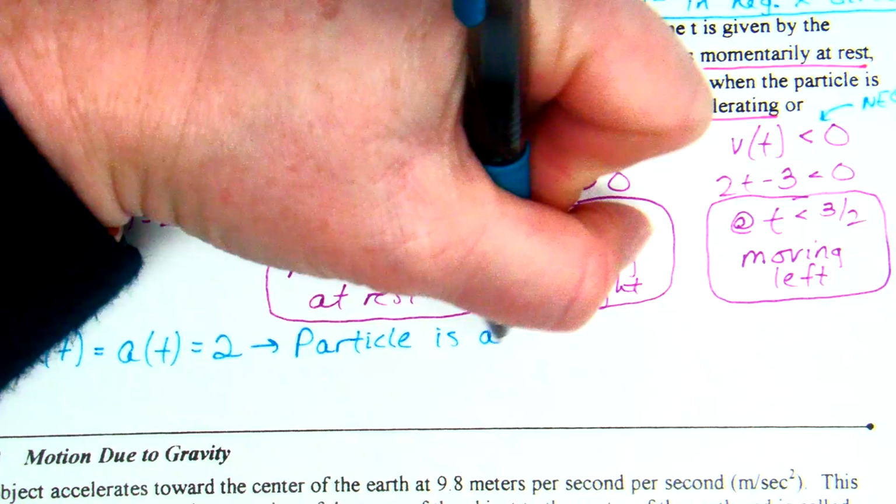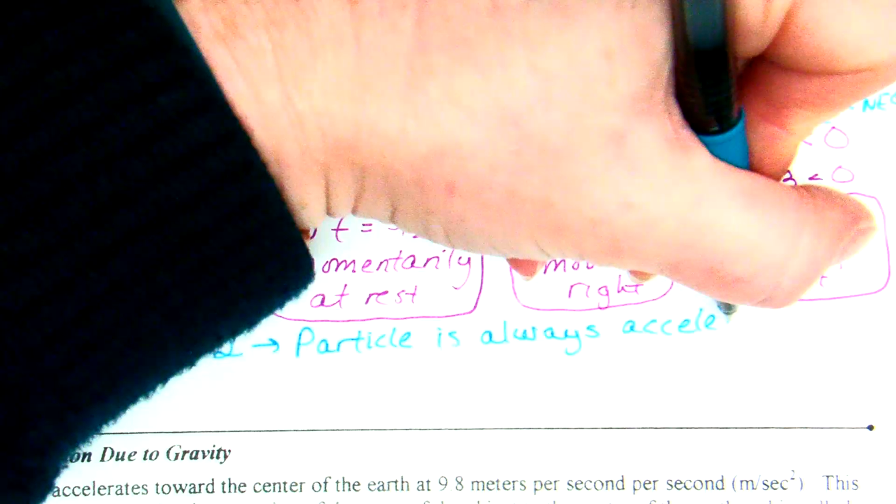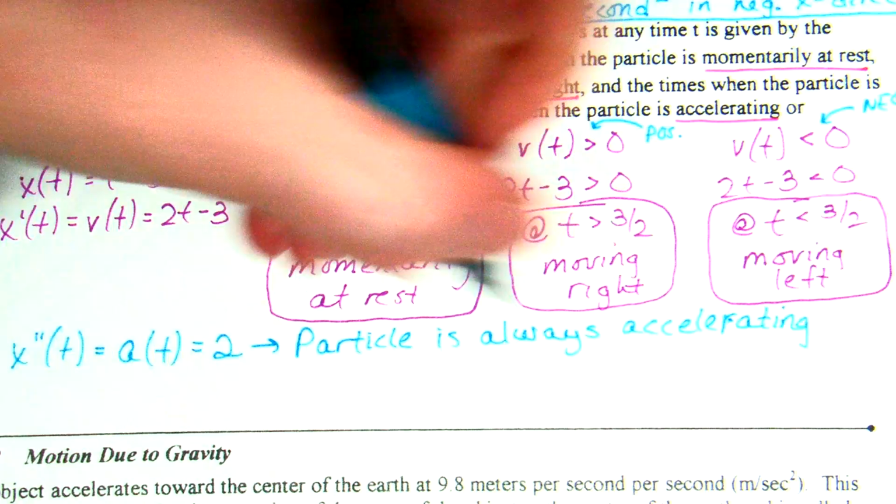Particle is always accelerating. If it wasn't a constant, we would do similar to what we were doing previously.